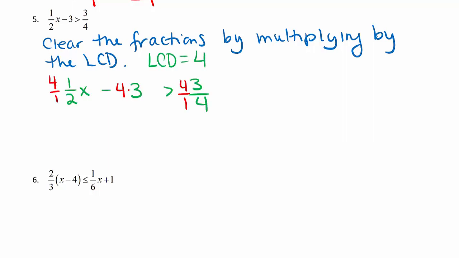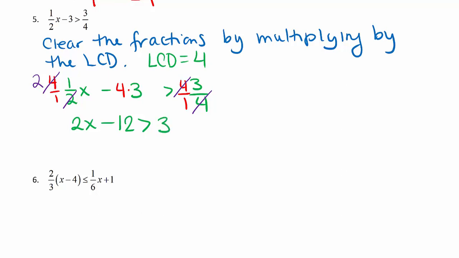So I'm going to go through and multiply all 3 of these terms by 4, or 4 over 1. That's going to allow me to actually do some canceling and get rid of the fractions. 4 divided by 2 is 2, and then on the right-hand side, 4 divided by 4 is just 1. So I'm left with 2x minus 12 is bigger than 3.